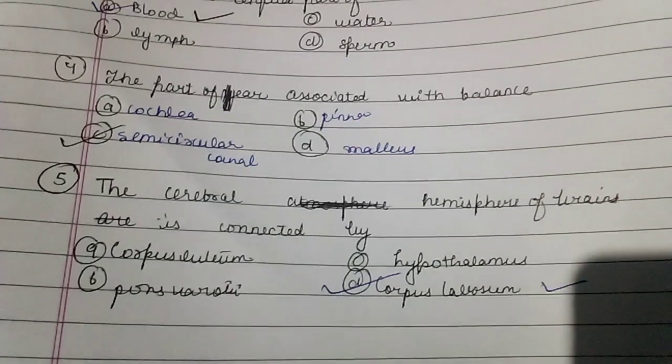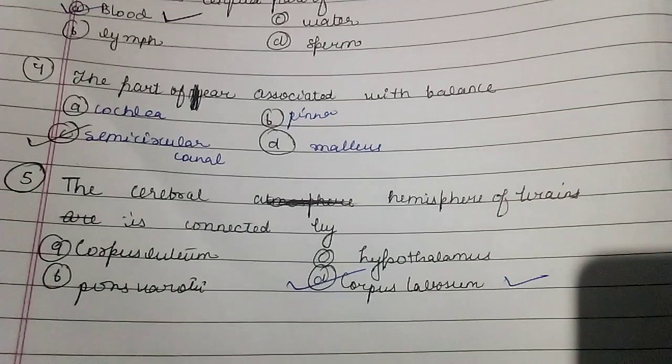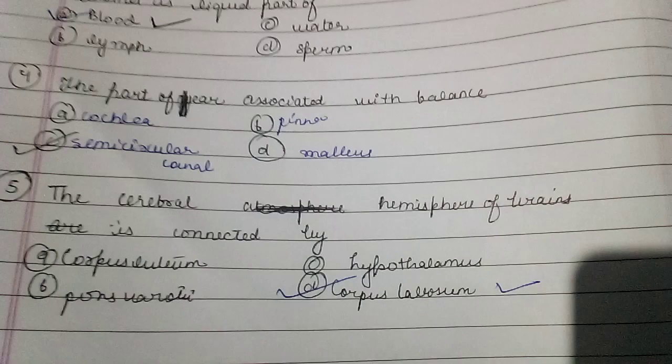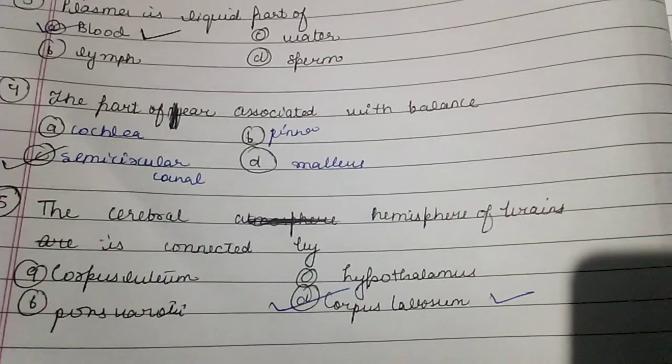And here we can know one fact: the cerebral hemispheres are connected by the corpus callosum, and the two hemispheres of the cerebellum are connected by pons varolii, which is present between them.